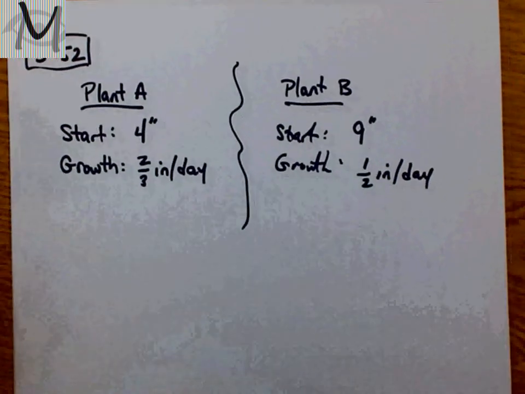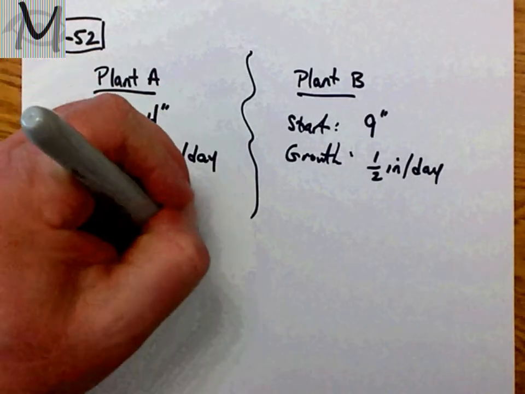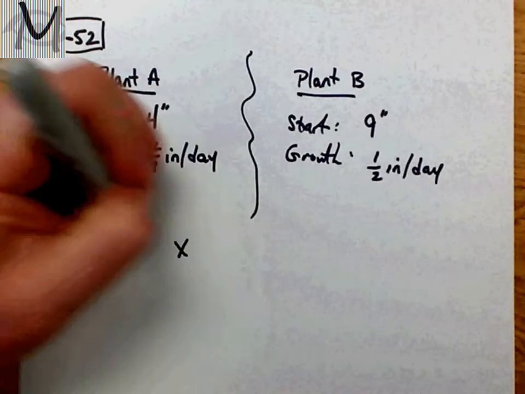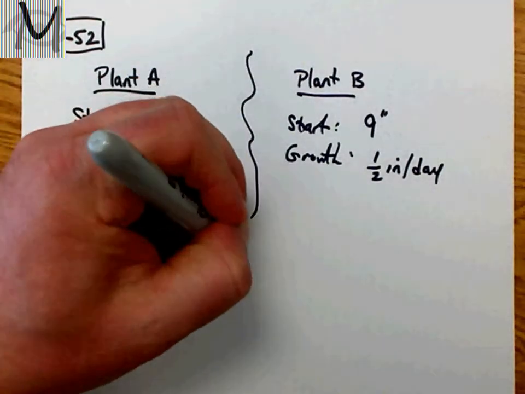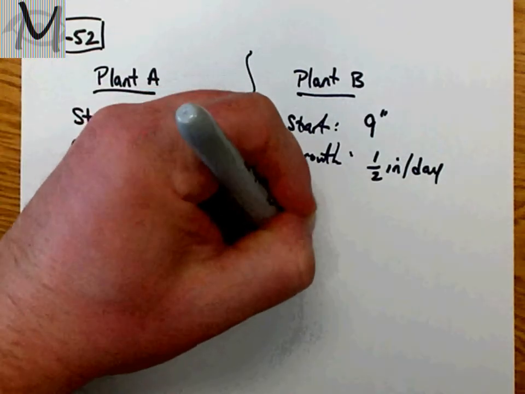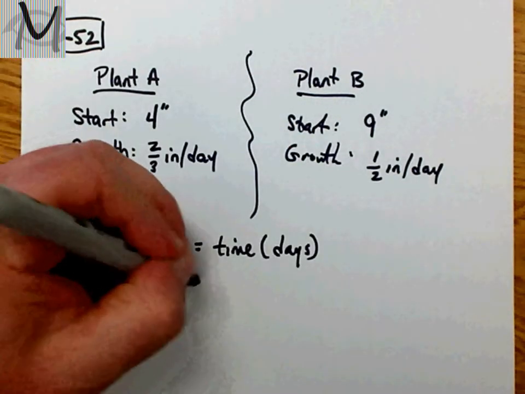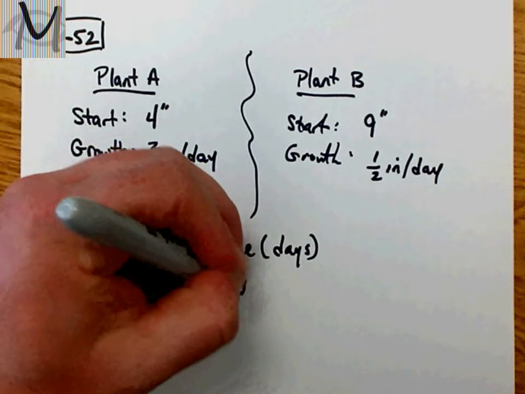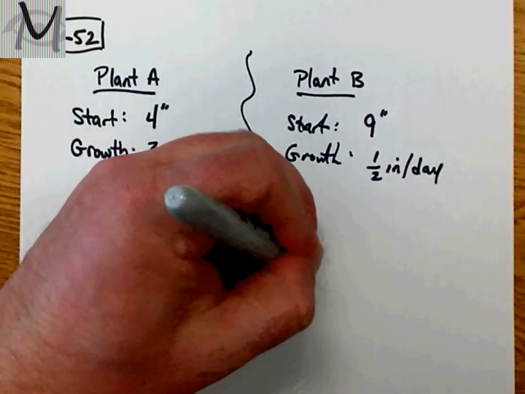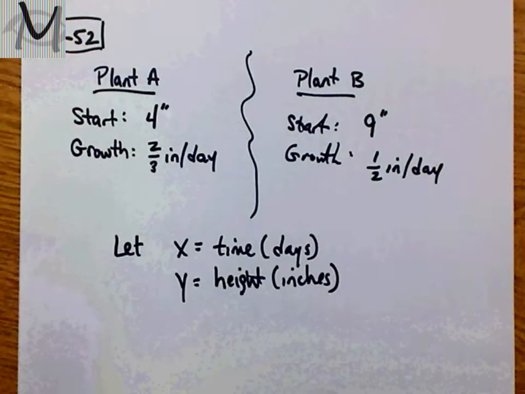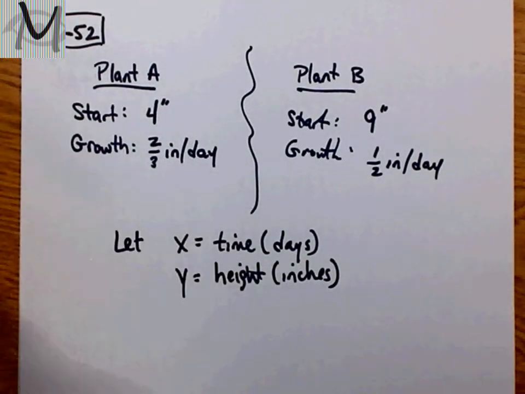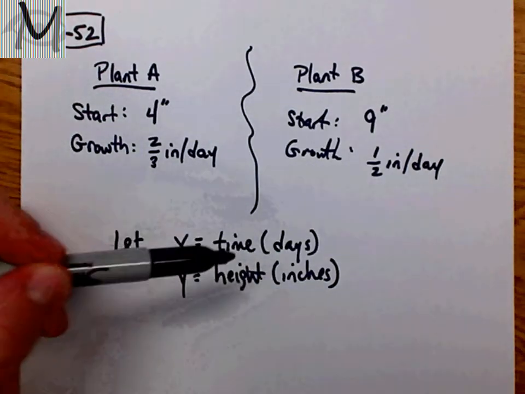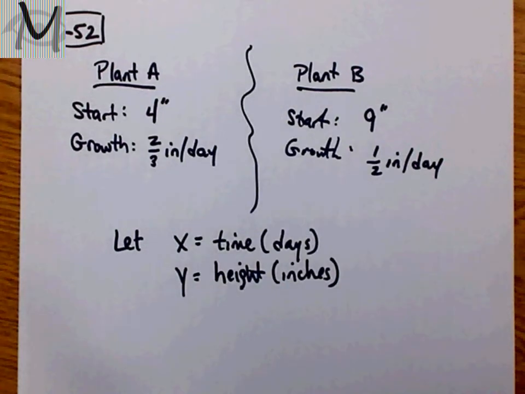So, first of all, we need to define variables. We're going to let x equal time in days. We're going to let y be height in inches. It's very important that we know what our variables stand for, so when we do get a variable solved, we can refer back to this and find out what exactly the answer means to us.